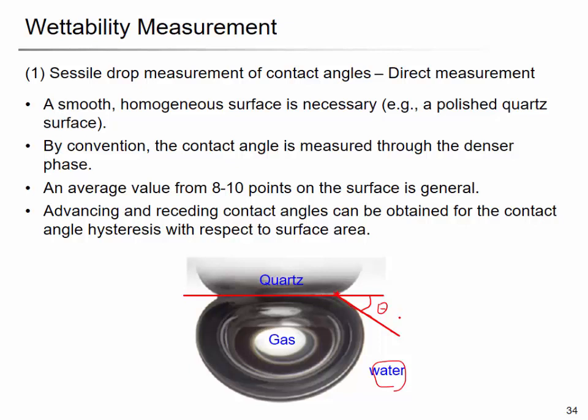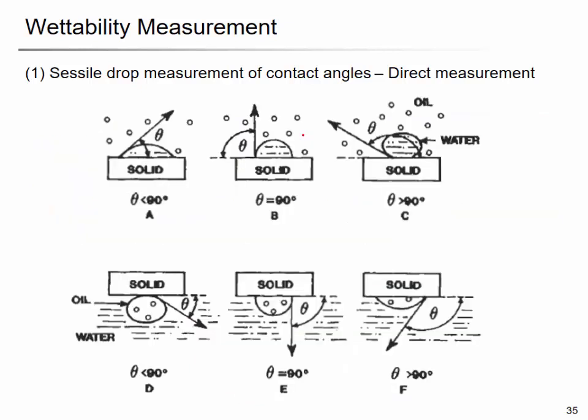And you measure like 8 to 10 points because the surface can be heterogeneous. And then you take the mean value of all the data points. Advancing and receding contact angles can also be obtained for the hysteresis with respect to surface area. So this is the sessile droplet method.